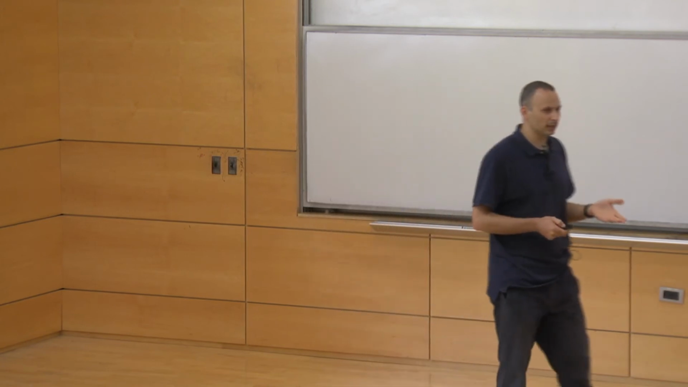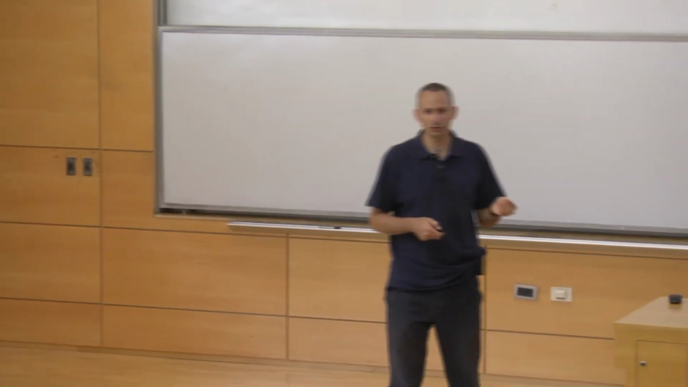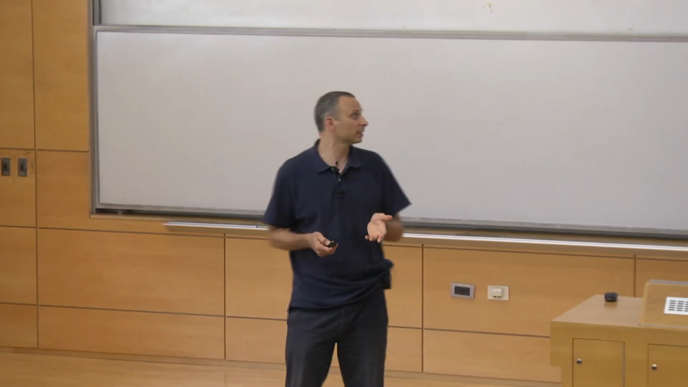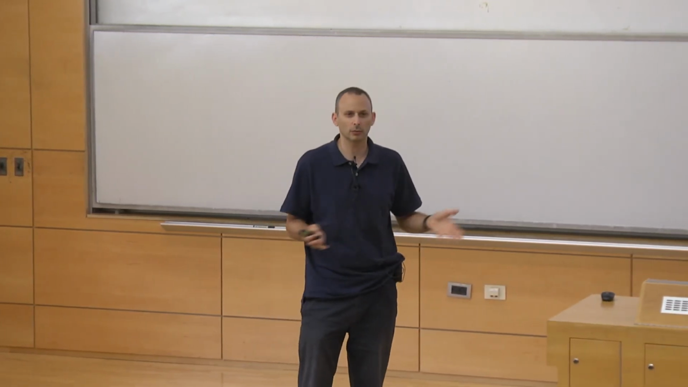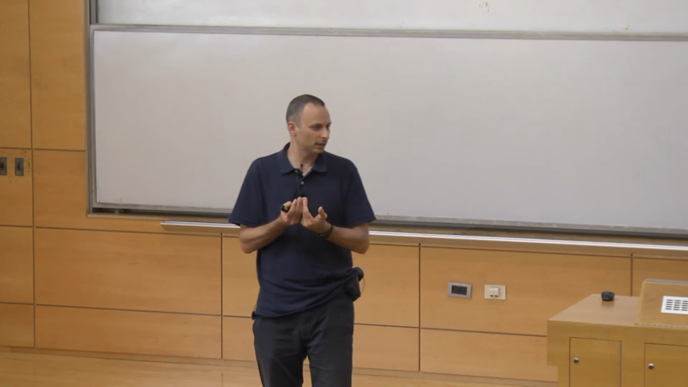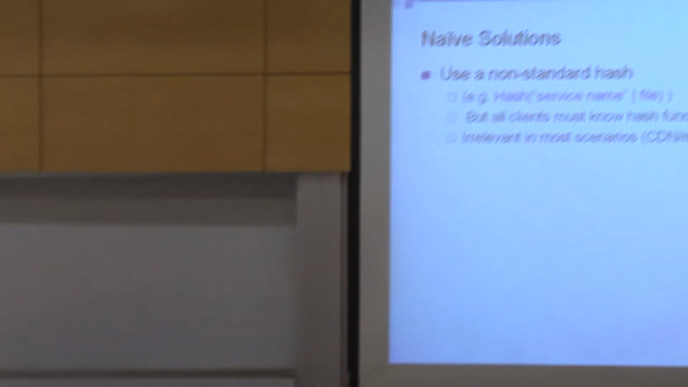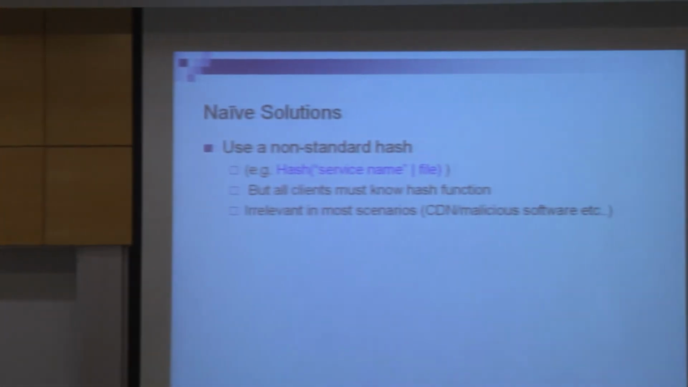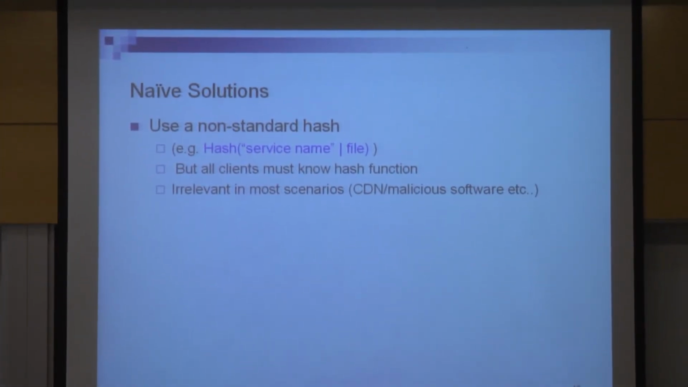The problem is that the way to compute this hash should be on every client, on every side. Everybody has to know this, otherwise you don't get client-side deduplication. So for the CDN attacks, for example, or malicious software, this does nothing. This doesn't change the game at all for them.